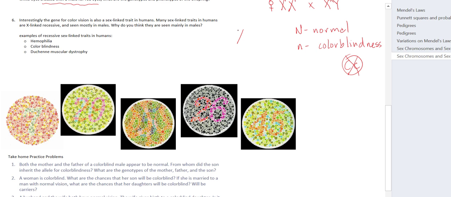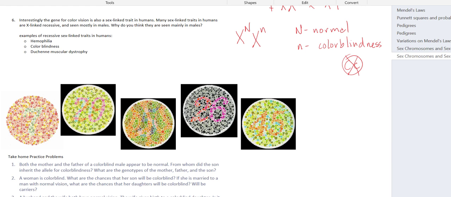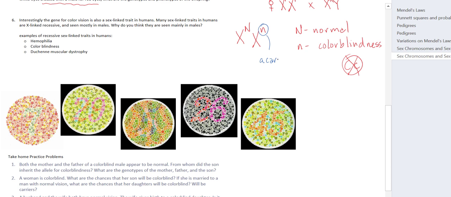So for example, we could have a female who has normal vision but is heterozygous. This is an important distinction to make when we're talking about sex-linked traits, because this indicates a female that is what we call a carrier. So she has normal vision, but when an individual is heterozygous for that specific trait, we refer to them as a carrier. That female would have normal vision but carry the gene for color blindness.